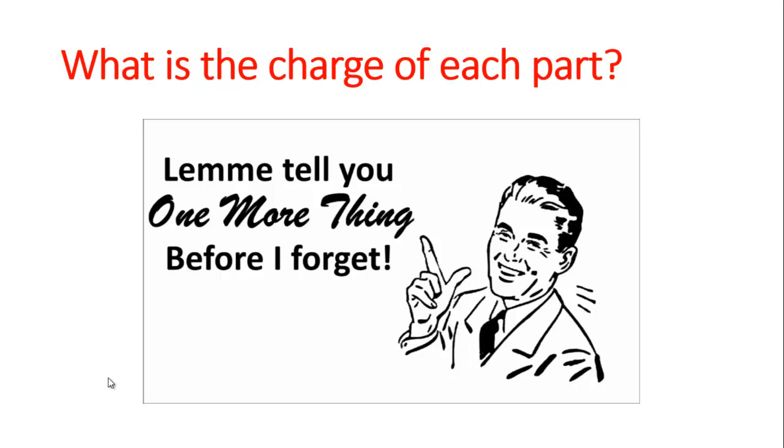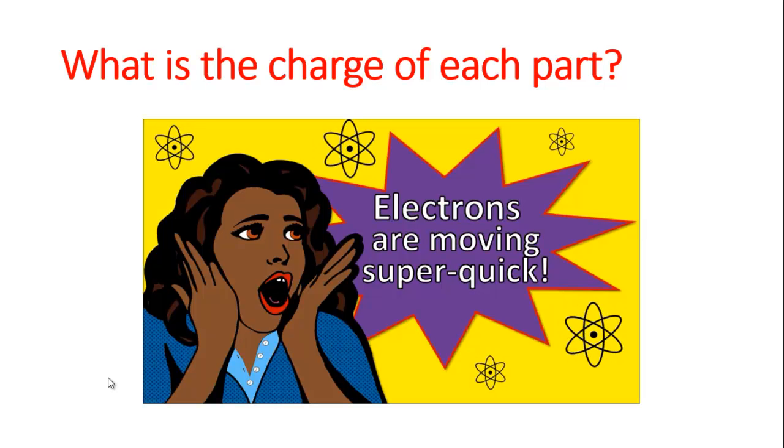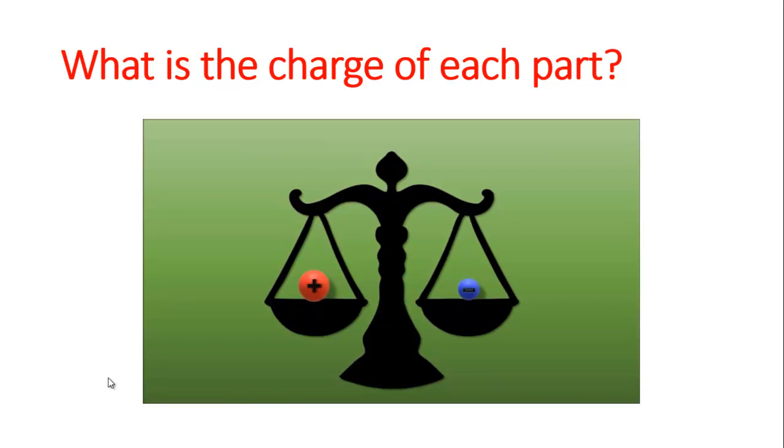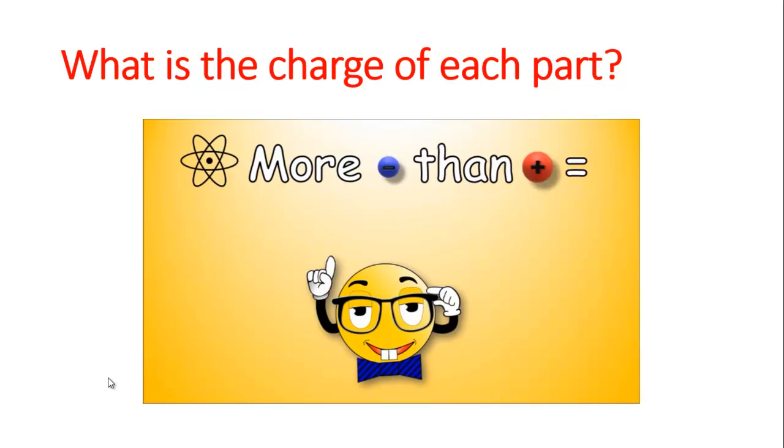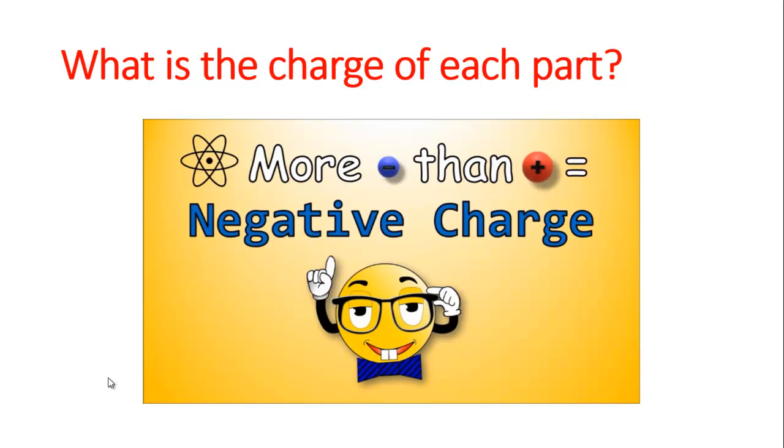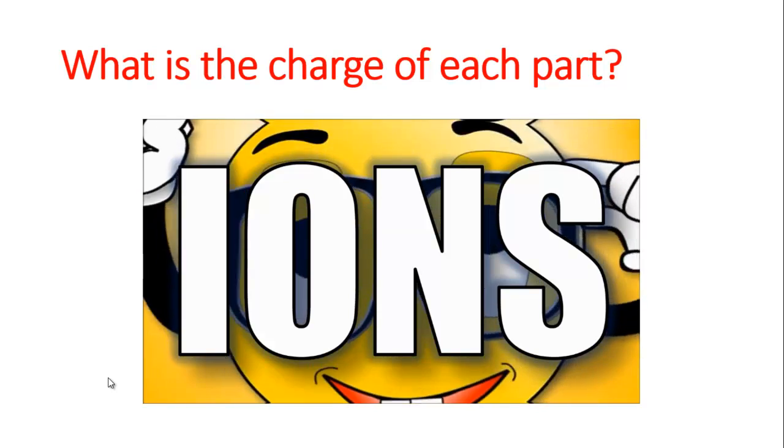And let me tell you one more thing before I forget. Electrons move super quick. If an atom has more protons than electrons, it has a positive charge. If it has more electrons than protons, it has a negative charge. And these are called ions.